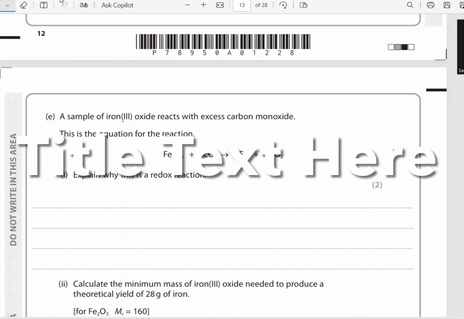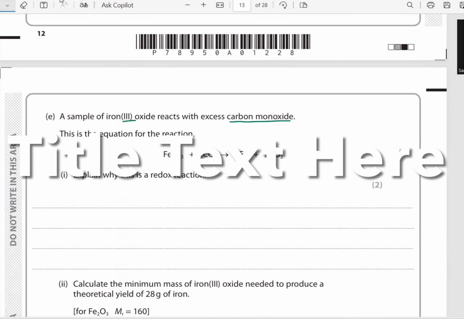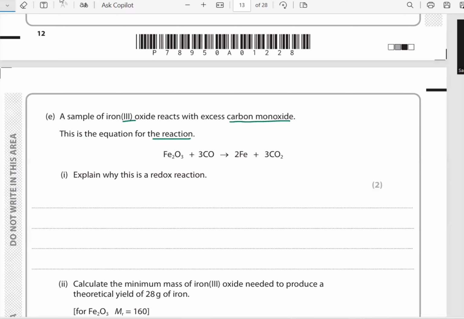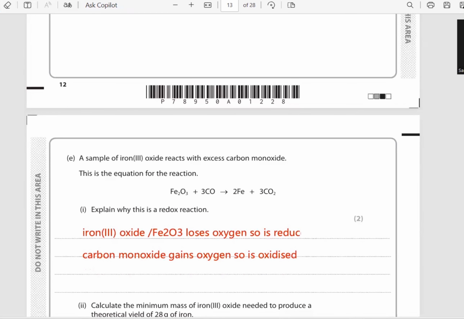A sample of iron 3 oxide reacts with excess carbon monoxide. Write the equation for the reaction. Why is this a redox reaction? If you focus on the question, iron oxide is losing oxygen in the reaction, getting reduced. Carbon monoxide is becoming carbon dioxide. It is gaining oxygen, getting oxidized, and that is the reason it is a redox reaction. Iron oxide loses oxygen, so it is reduced. Carbon monoxide gains oxygen, so it is oxidized.